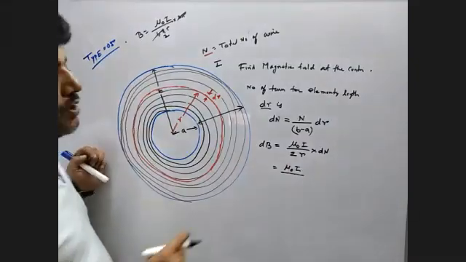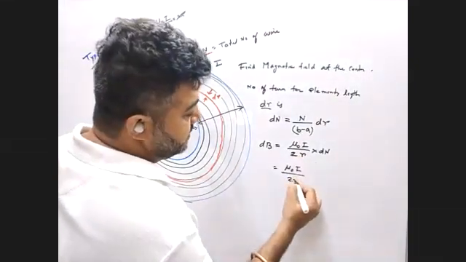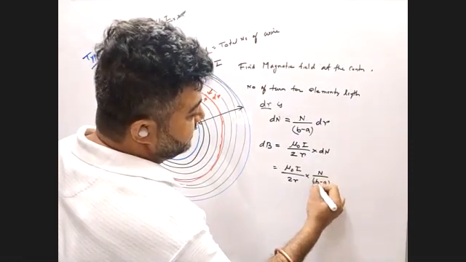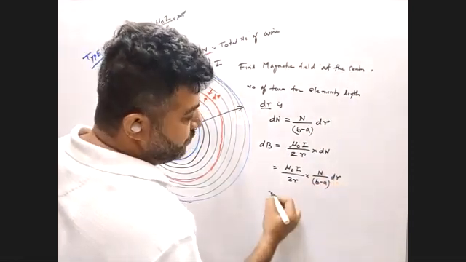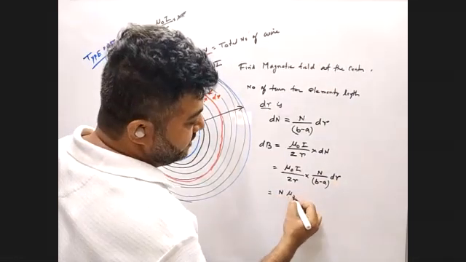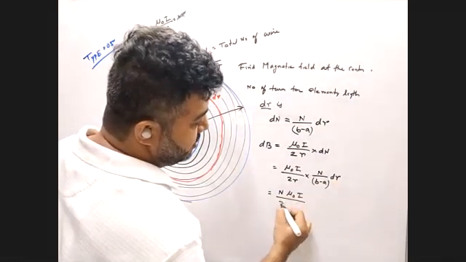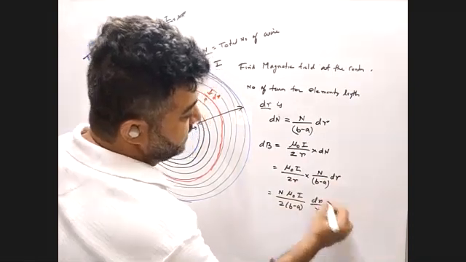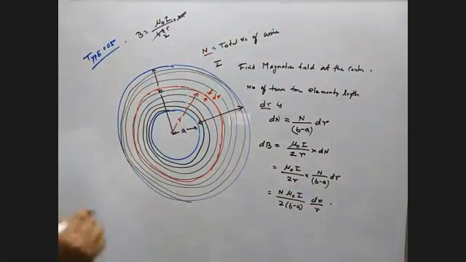Okay, so mu naught I by 2r into n by b minus a dr. So overall, n mu naught I by 2 into b minus a, dr by r. So if we take the calculation, is it okay?